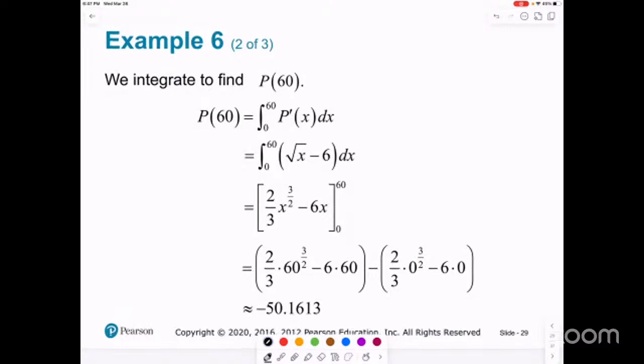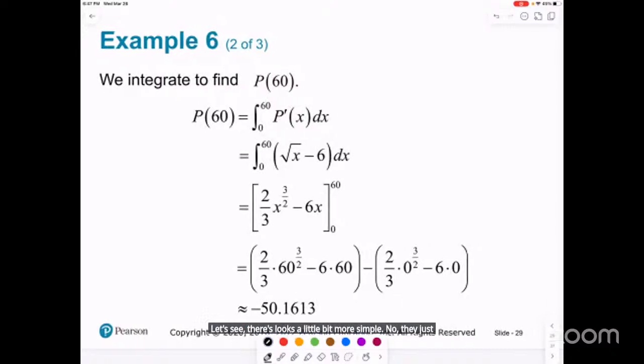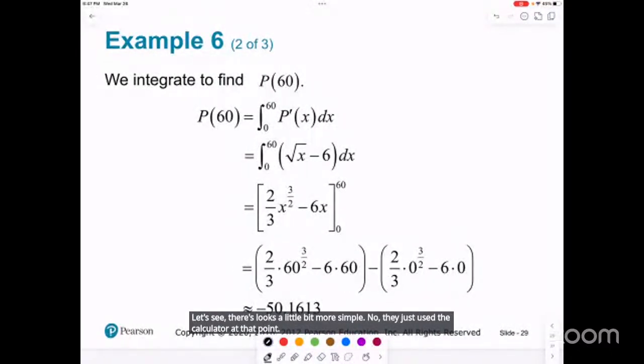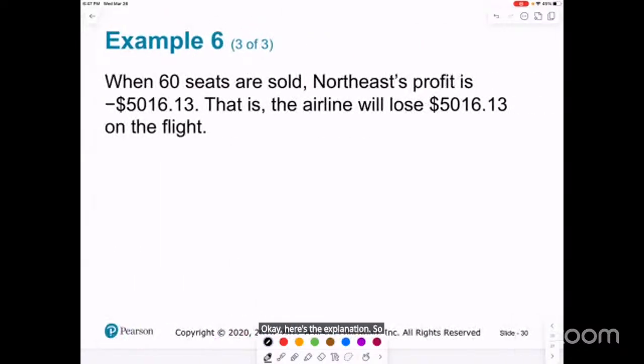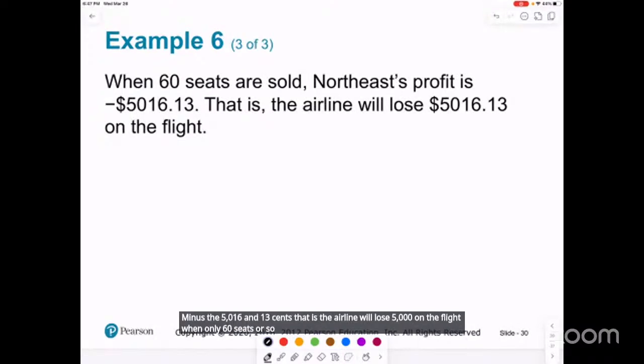Let's see, theirs looks a little bit more simple. No, they just used the calculator at that point. Okay, here's the explanation. So when 60 seats are sold, Northeast profit is going. Oh, we got it right. Minus the 5,016.13. That is, the airline would lose 5,000 on the flight when only 60 seats are sold. And I guess that makes sense, right? Because you know they want to be at capacity to maximize profit.